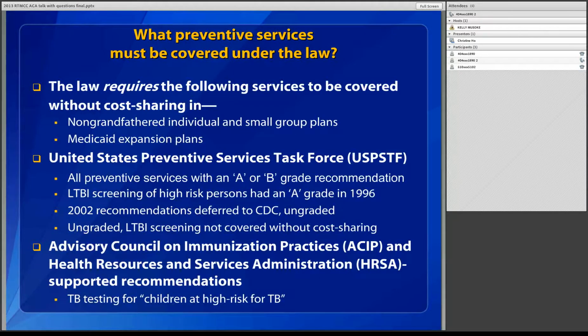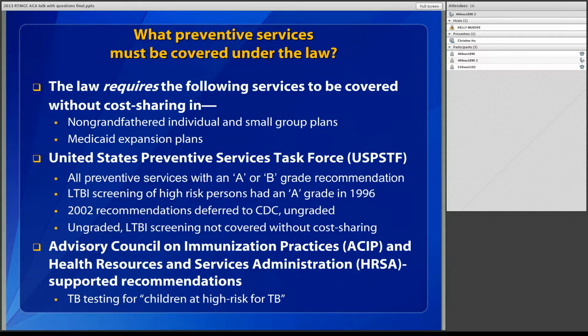So what preventive services must be covered under the law? The law requires the following services to be covered without cost sharing. These are in the Medicaid Expansion plans and the qualified health plans. And it is all preventive services that have been given an A or B grade recommendation, so highly recommended or recommended by the United States Preventive Services Task Force. And this is a task force that is composed of objective reviewers that review many preventive health services and provide recommendations on whether primary care providers should be screening their patients for these diseases or not.